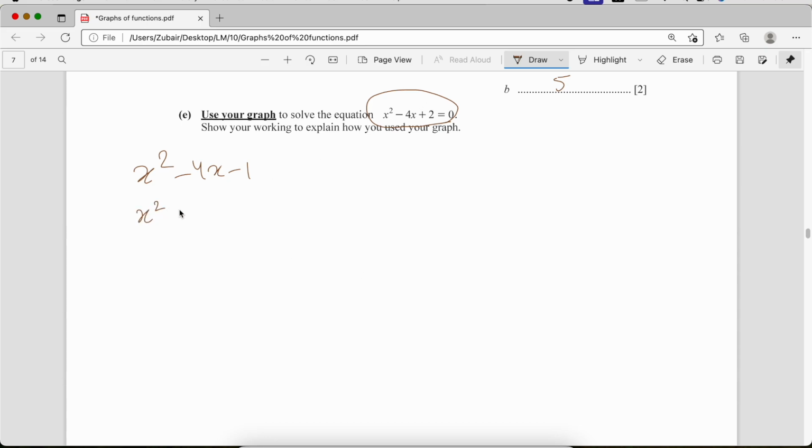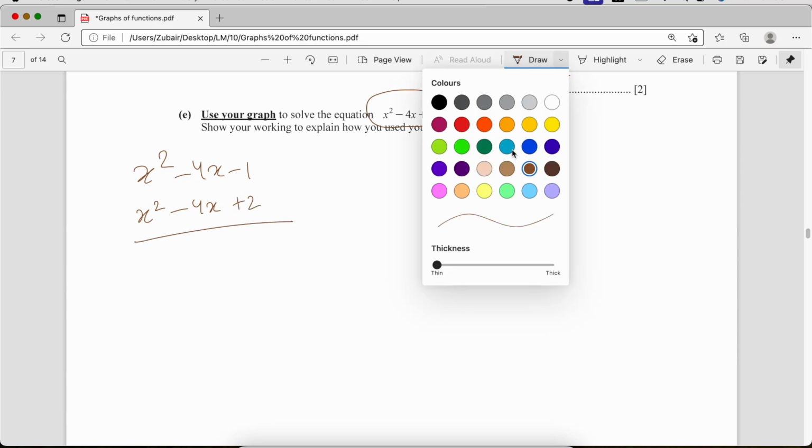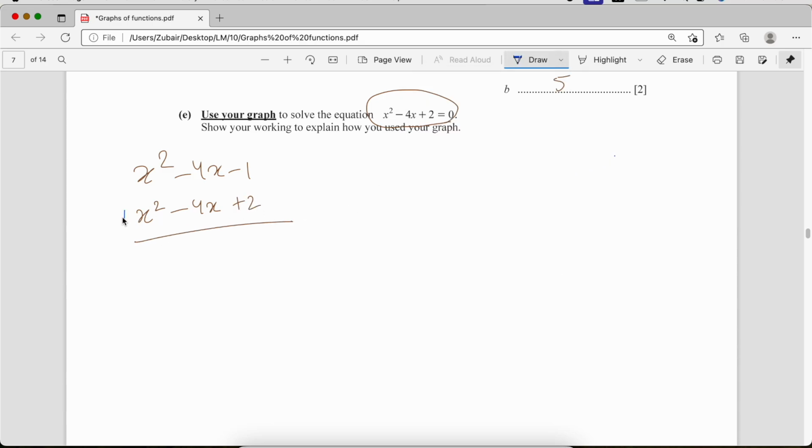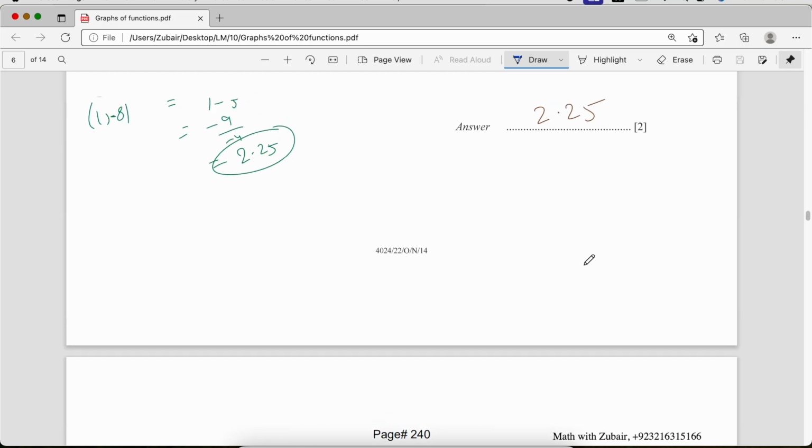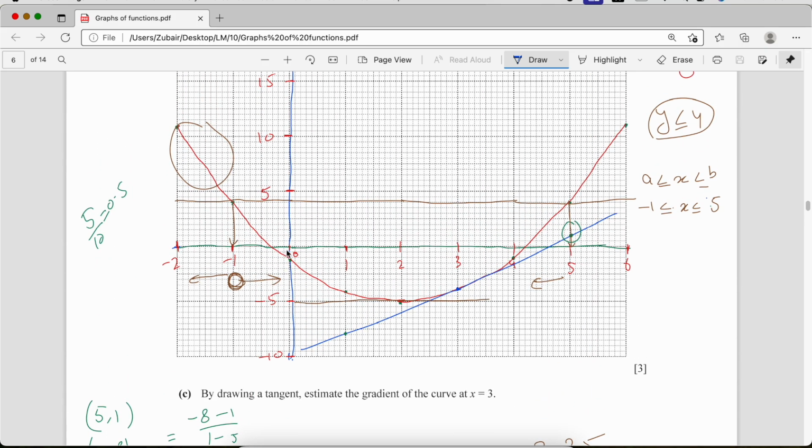This is x square minus 4x plus 2, and when we subtract, we go for change of signs. This was positive, it becomes negative, negative becomes positive, positive becomes negative again. So we are getting rid of x square, getting rid of 4x, and that's -3. So actually you will be drawing y is equal to -3 to find the solution for this curve. So y is equal to -3 on the same graph.